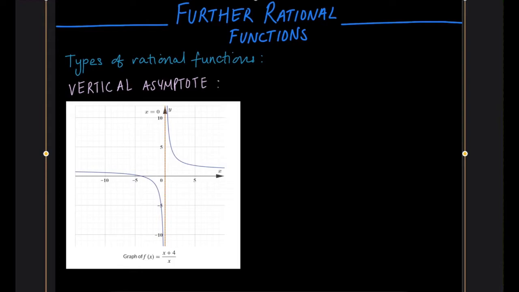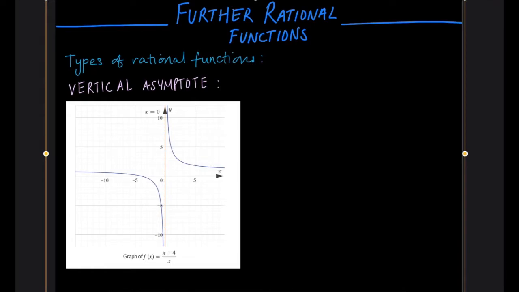On the graph on the left, we can see the graph of x plus 4 divided by x, and this is a rational function. Now we can see that there is no value for which this function touches the y-axis. As the y value increases or decreases, the function gets extremely close to the axis, but it will never touch. And this is what we call an asymptote. In this case, the asymptote is x equals 0, and this is our vertical asymptote for this function.